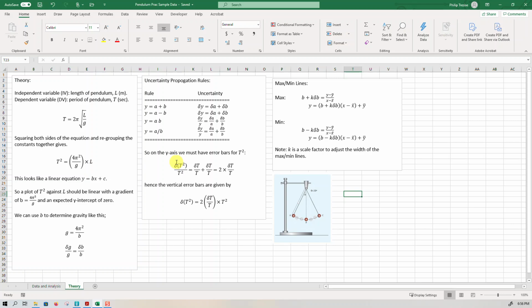My error bar is just the numerator of this, the delta t squared. So I multiply the t squared through to this part over here. That's what I've written down. Now that is what I'm going to implement. I need 2 times the relative uncertainty in period times t squared. Let's do that.